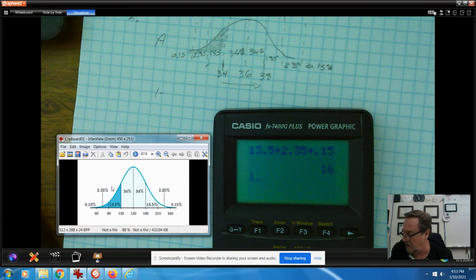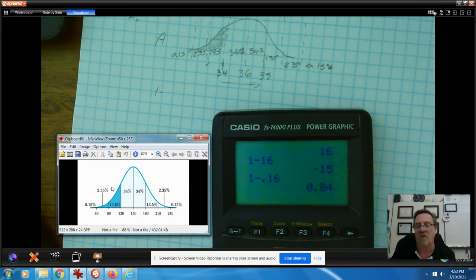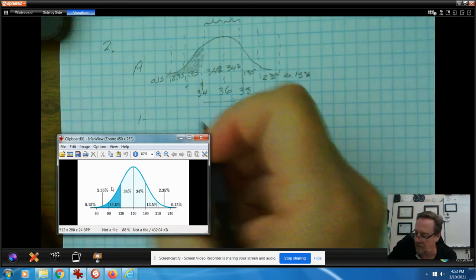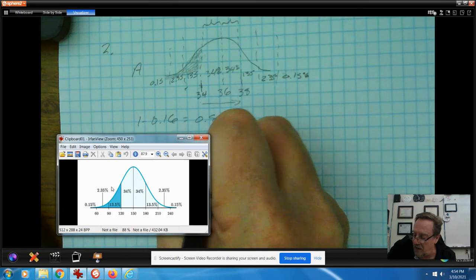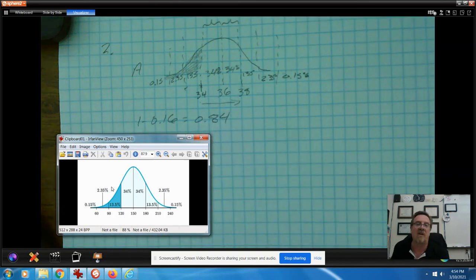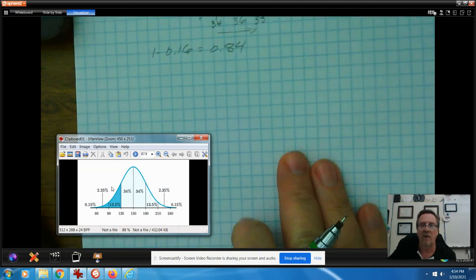So if I did 1 minus 16, that leaves me with, no. These are percentages, aren't they? 1 minus 0.16 leaves me with 0.84, or 84%. 1 minus 0.16 equals 0.84. 84% of the vehicles labeled as A should get more than 34 miles per gallon. That's pretty good. But wait, there's other vehicles.